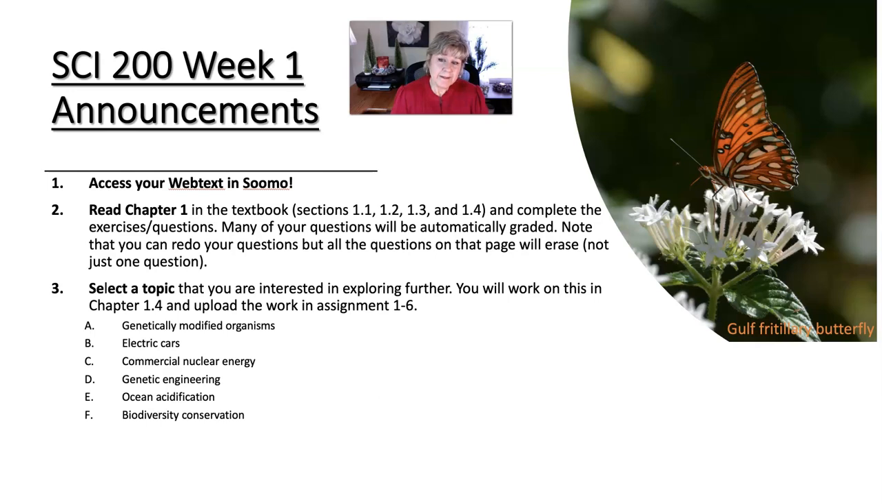Probably a few other insects in there, maybe some birds. Not too much biodiversity though, right? So it's really important for ecosystems to be healthy. We have to have biodiversity for ecosystems to be healthy.